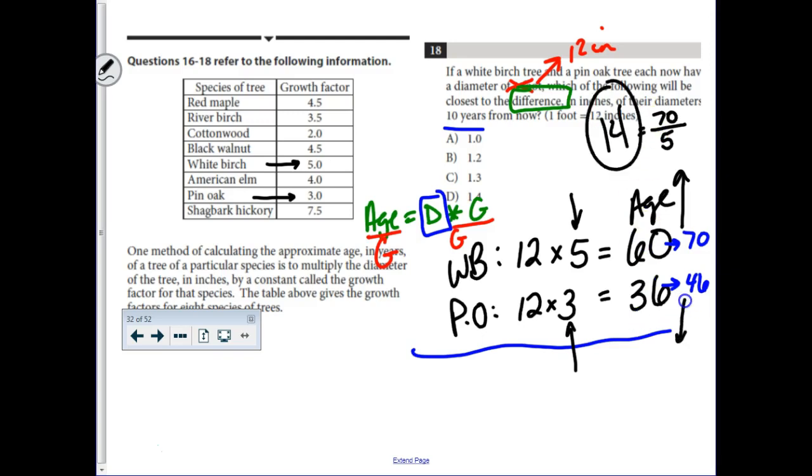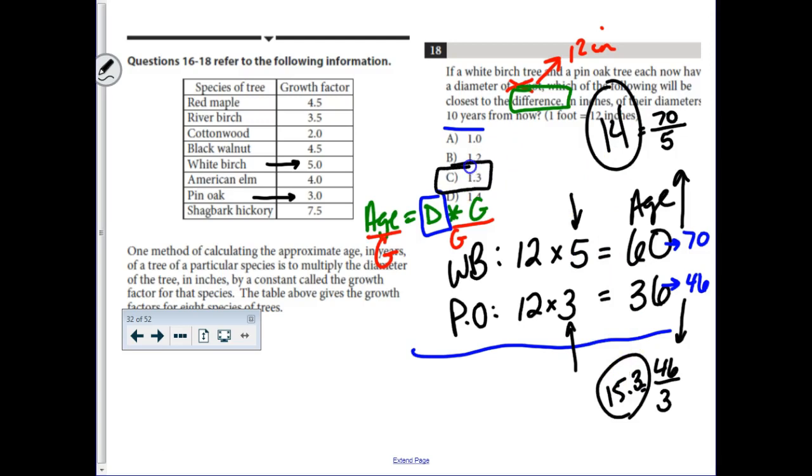And then this tree, which is currently 46, if I divide him by his growth factor, was it 15 something? 15 point what though? 3. Cool. And then remember here at the end, they want the difference between the diameters. 15.3 minus 14 is 1.3.